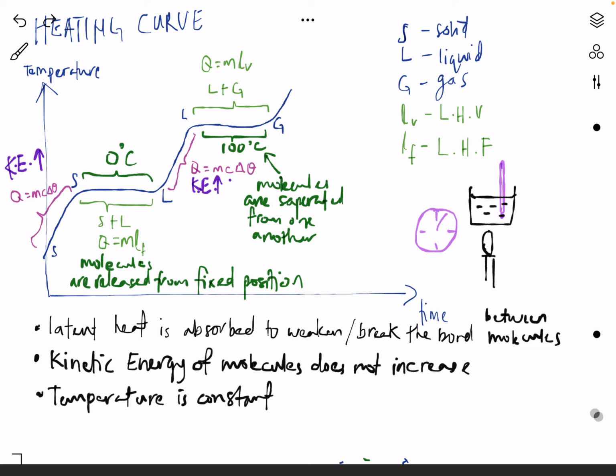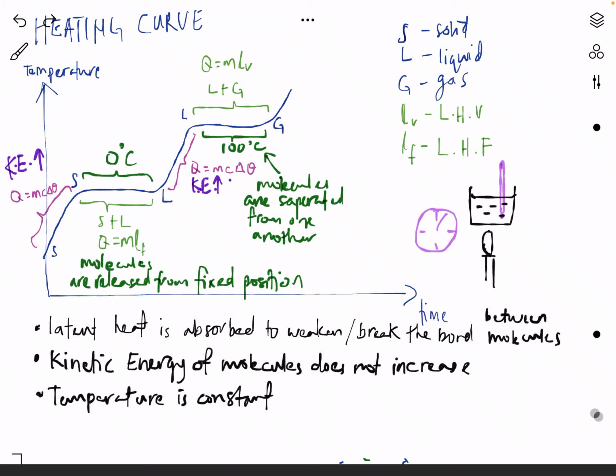So you should be able to understand the curve and which formula you should use according to the part of the graph. I will repeat again. We use Q equals mcΔθ over here. We use Q equals mLF over here. Then we use Q equals mcΔθ over here. And we use Q equals mLV over here.